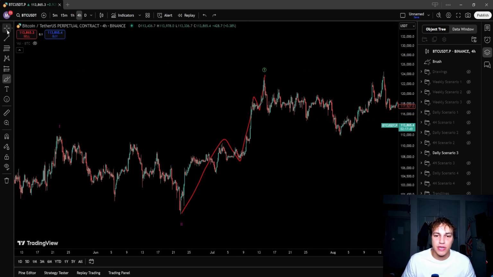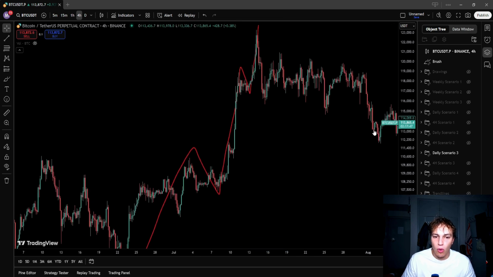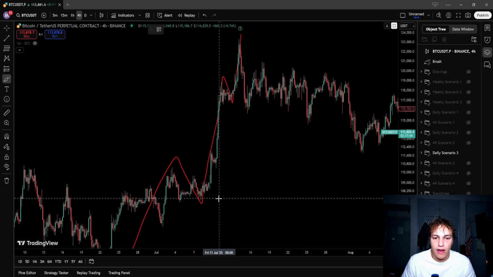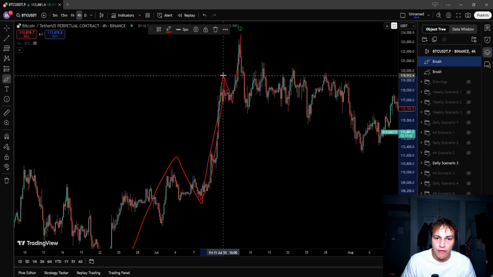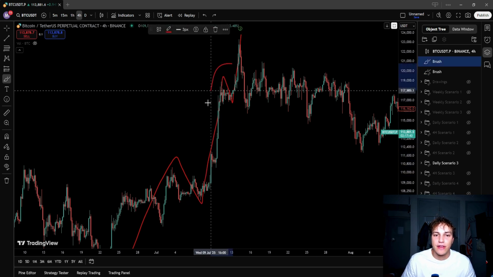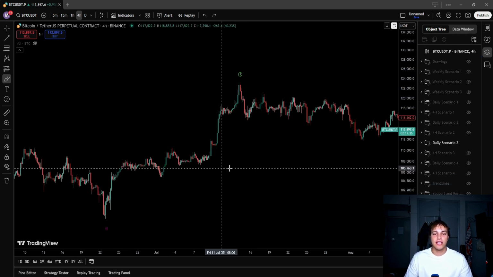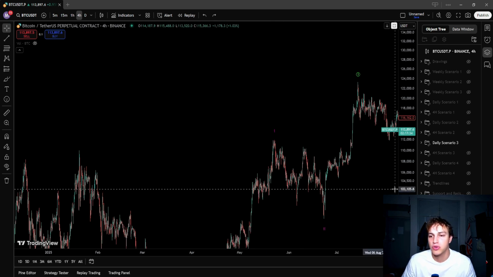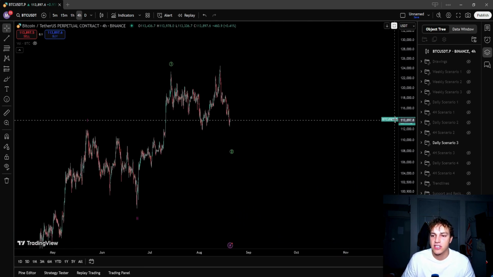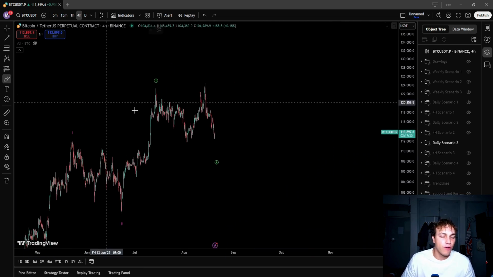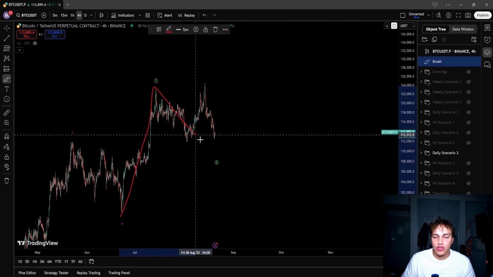The other issue is, if we zoom in even more, we can see here that to count 5 waves in this wave 3 here is very, very difficult too, right? So just a lot of issues with regards to the multi 1-2, but it's still on the chart in case. And we have a following 1-2 here.